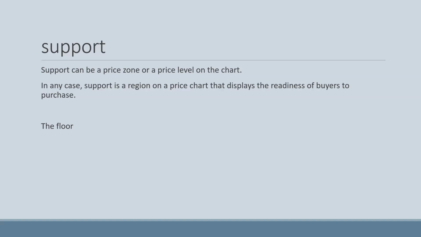And what do buyers do in the foreign exchange market? They push the market up, right? That's what buyers do. They increase the market. They cause the bullish market to happen. They give room for the green candles. So support is any region on the price chart where the buyers are ready to buy.